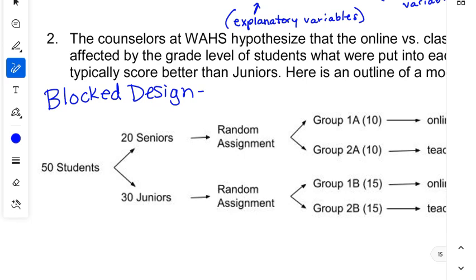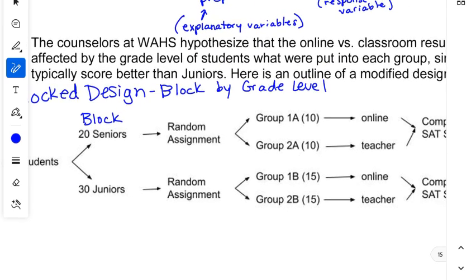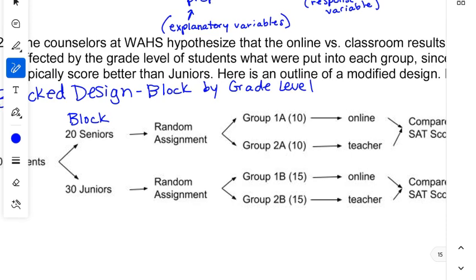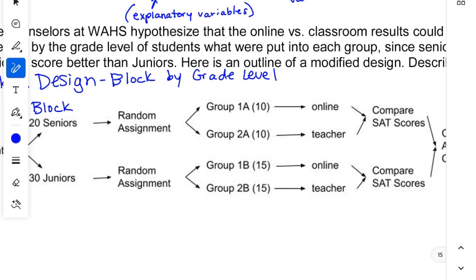It's similar to stratifying, but it's called blocking. So a block design, and we are going to block by grade level. So before you even randomly assign, you block them. So we have 50 students, then we block. Then we do our random assignments. And then you do your online versus teacher.